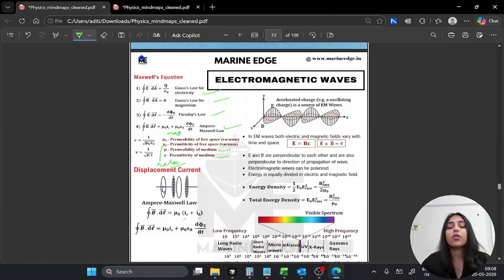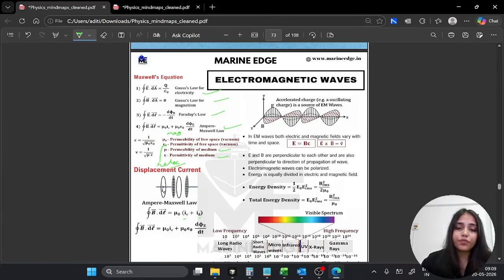All right. Now moving forward, EM waves. What are EM waves? They are electromagnetic waves which have both an electric field as well as a magnetic field. They are perpendicular to each other, and the direction of the wave is in the third direction. So we have E in the Y direction, B in the Z direction, and the wave is moving in the X direction.